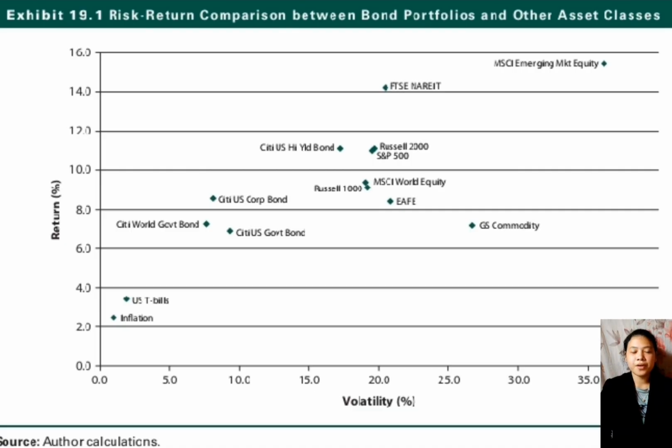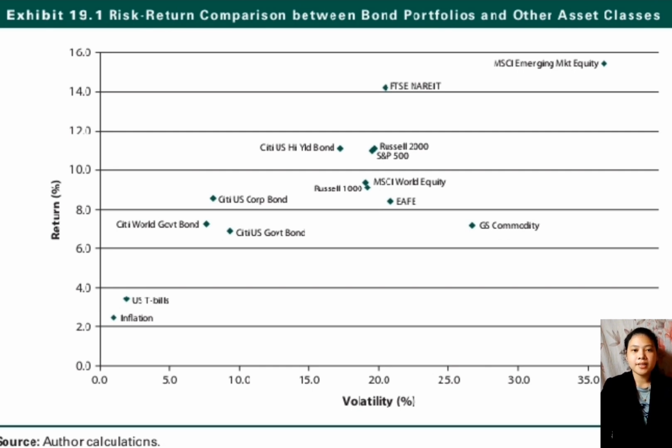So this chart compares the risk or volatility and return of various asset classes, including different bond portfolios. It shows that bond portfolios like City US Government Bond, City US Corporate Bond, City World Government Bond, and City US High Yield Bond generally have lower volatility or risk than other asset classes like stocks, S&P 500, Russell 1000, MSCI World Equity, MSCI Emerging Markets Equity, and real estate like FTSE NAREIT.